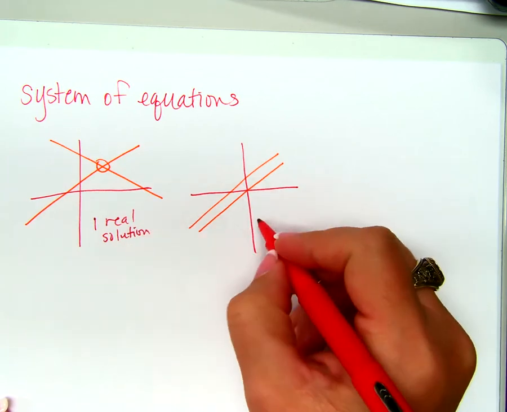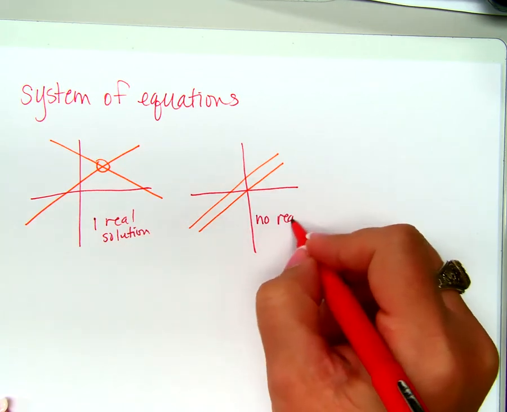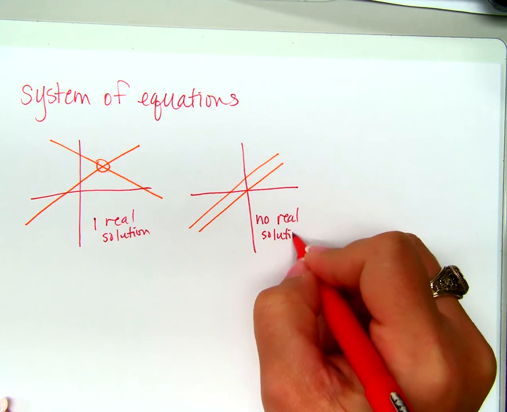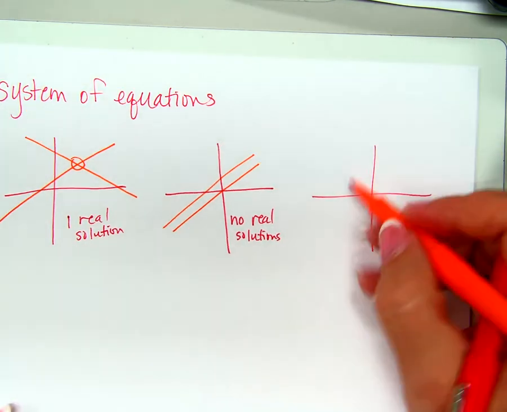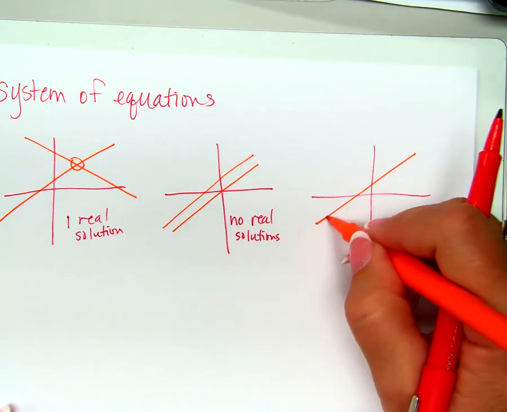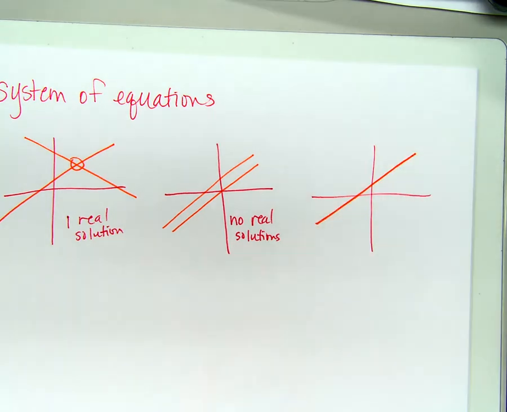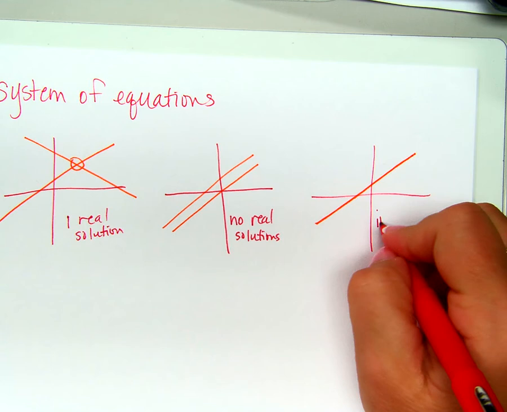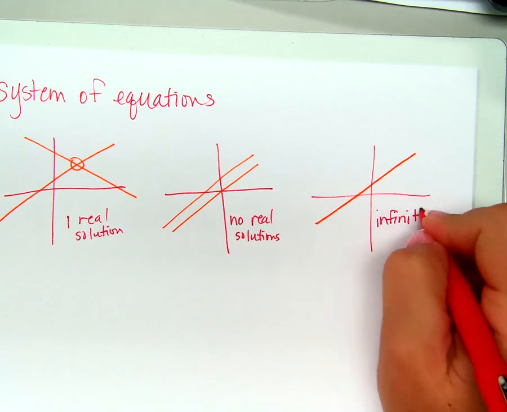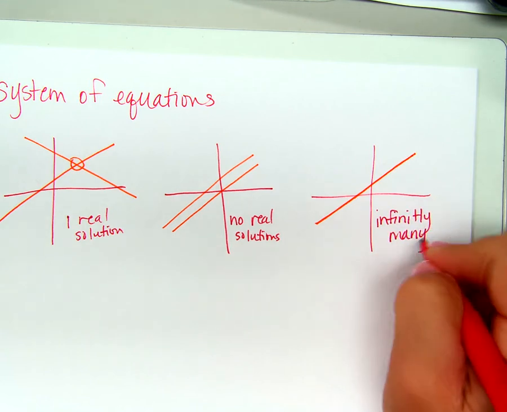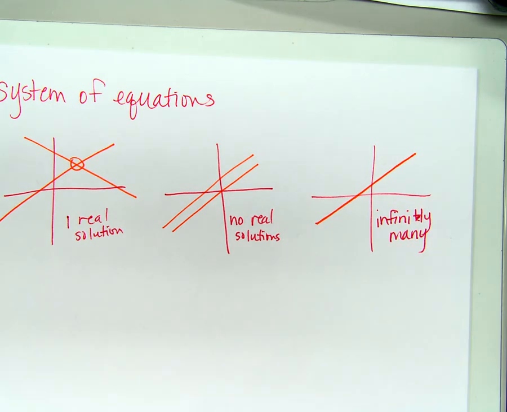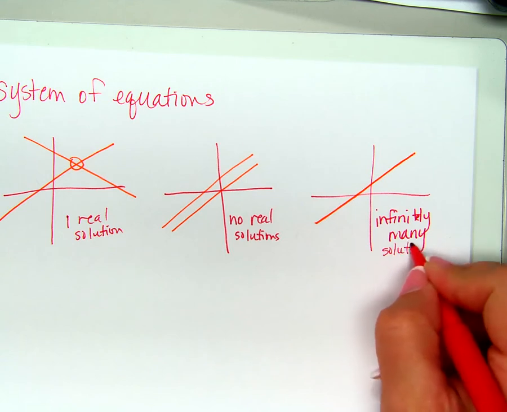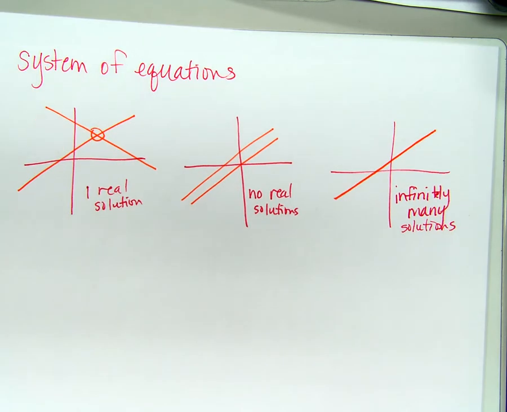So this had one real solution. What did this one have? No real solutions. And then there was another possibility like this, where here was the first line, and here was the second line. Infinite. I spelled that wrong. Infinitely many solutions, right? Every point on the line was a solution.